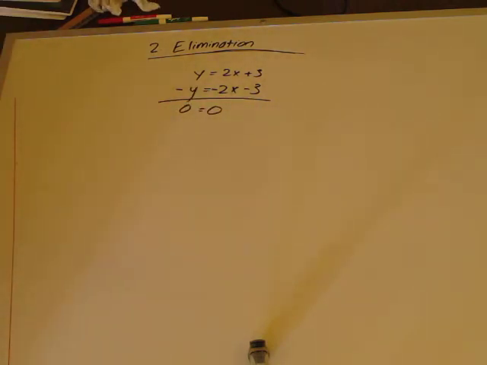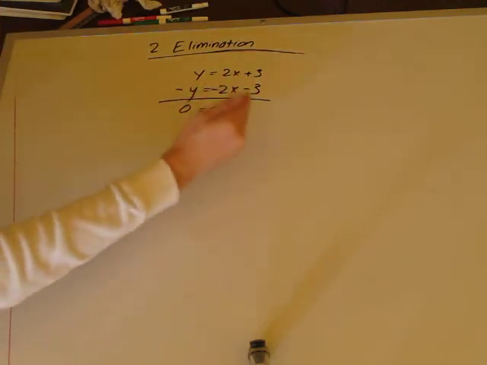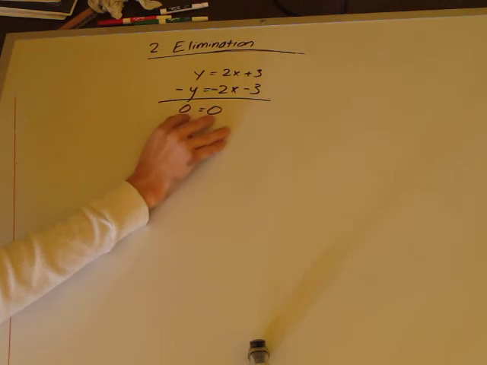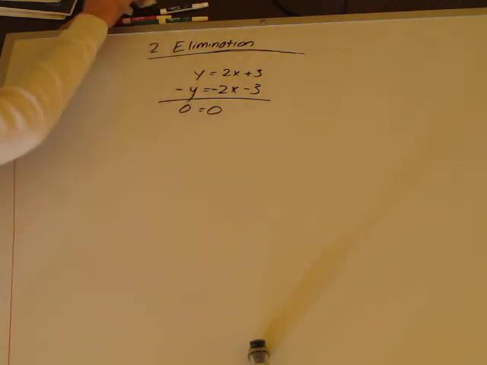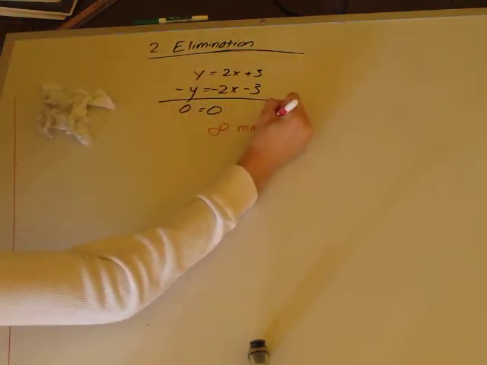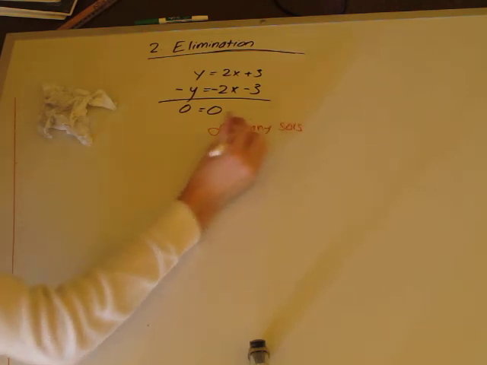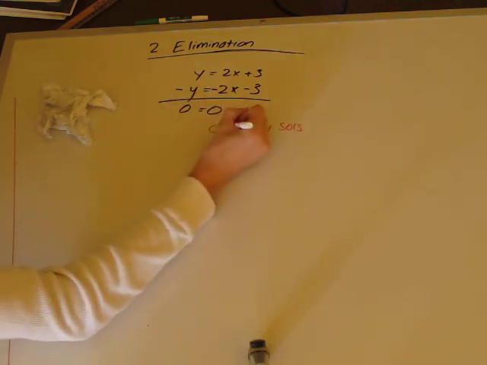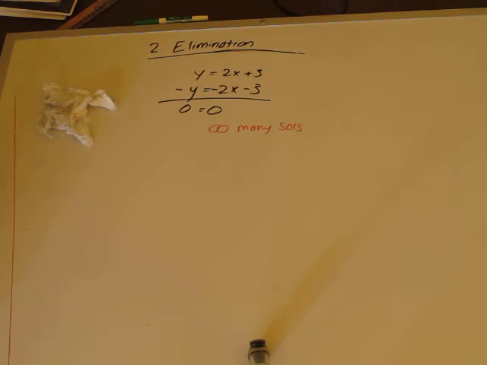It's not always going to happen where you get 0 equals 0. You might get 3 equals 3, or 4 equals 4, or negative 1 equals negative 1. But whenever you have one number equals another and they're both the same, it means that they're the exact same line, and that there are infinitely many solutions.